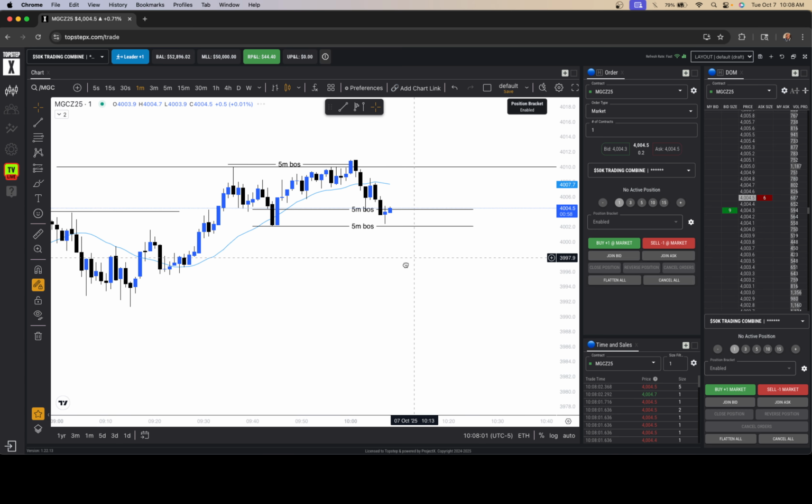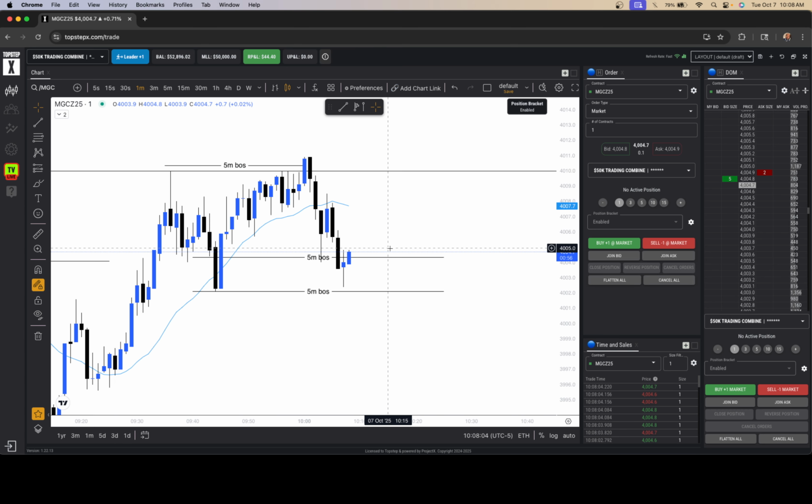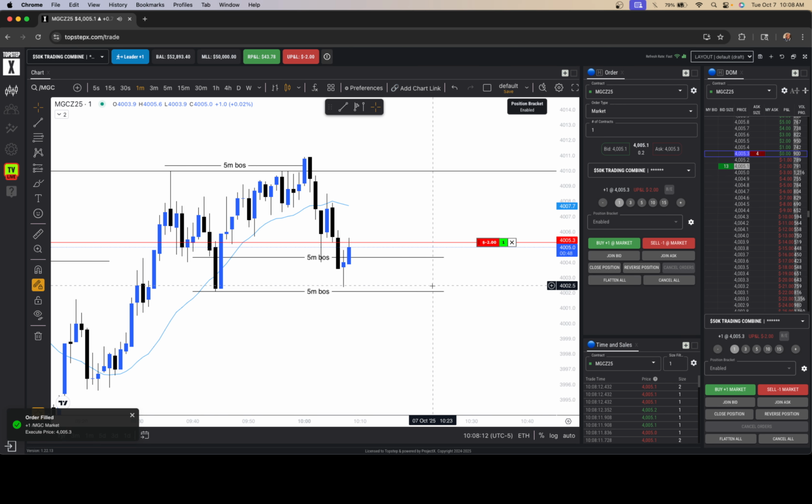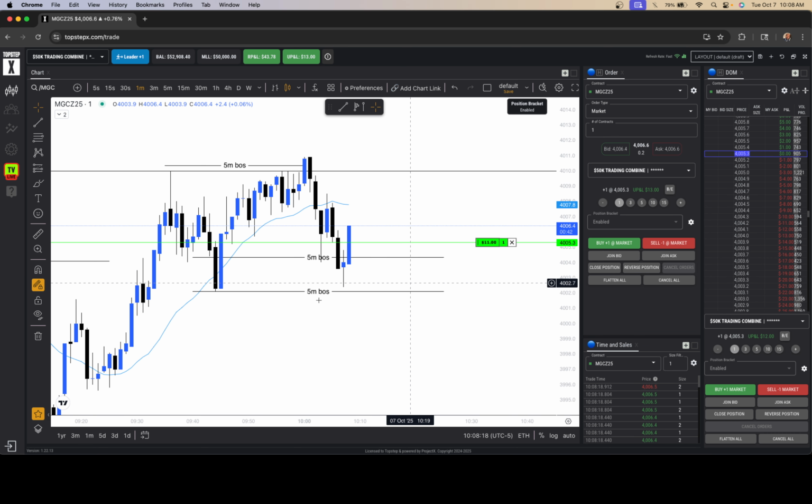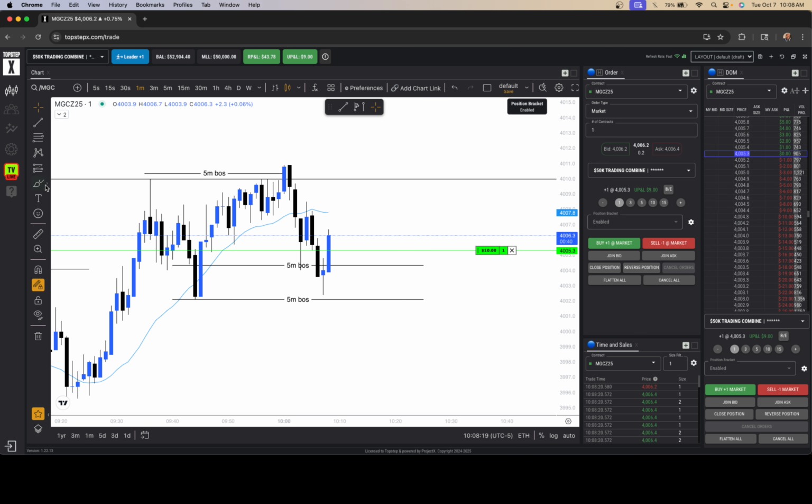So this could be a potential buy right now. Order filled. Definitely a slightly risky buy. I bought a little bit early too. You kind of want to wait till this imbalance is filled in. This is an inverse fair value gap position.